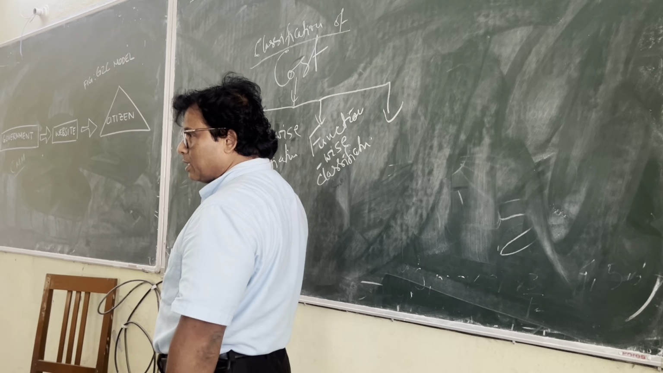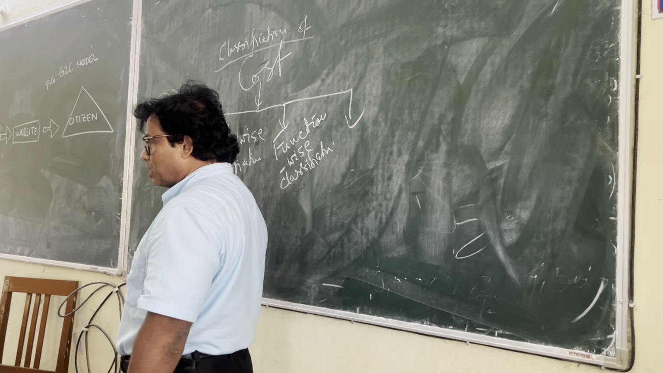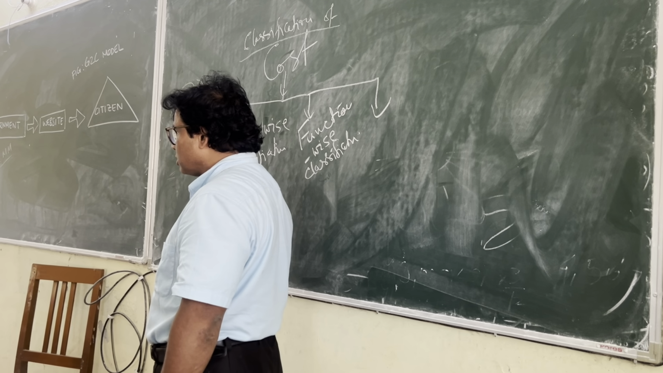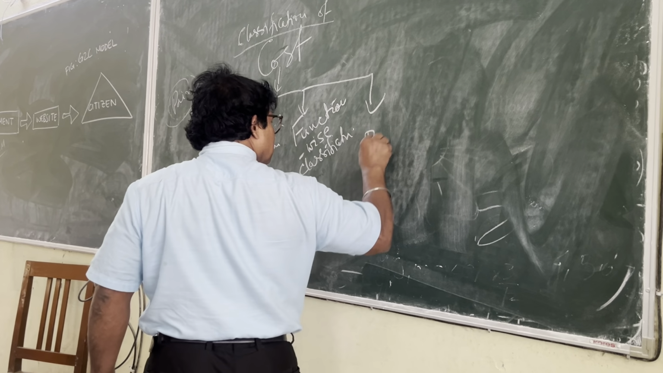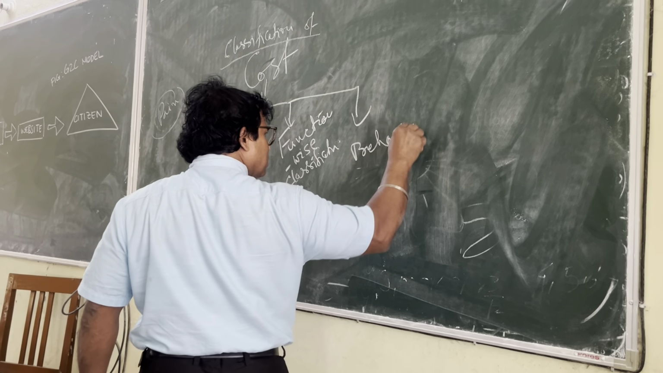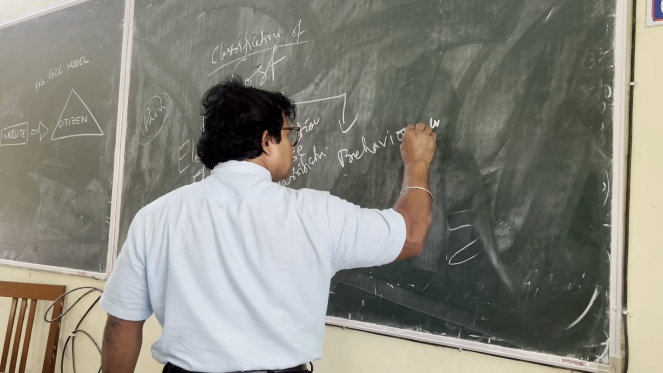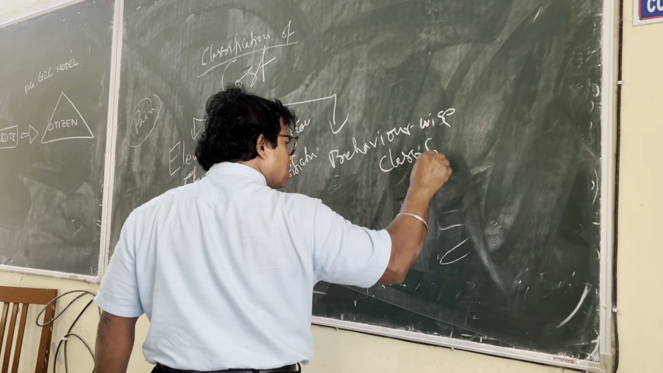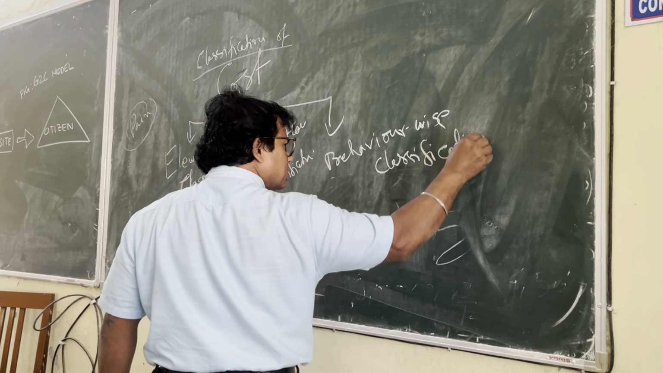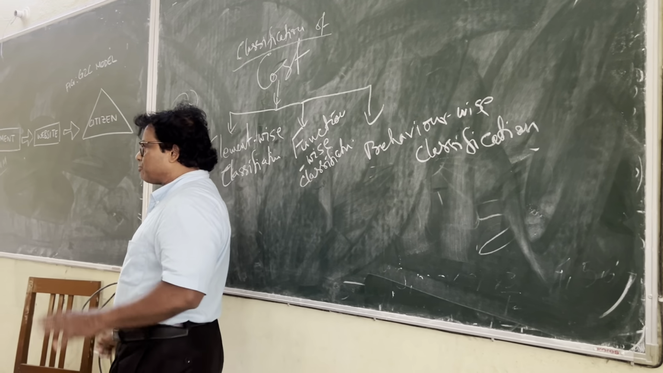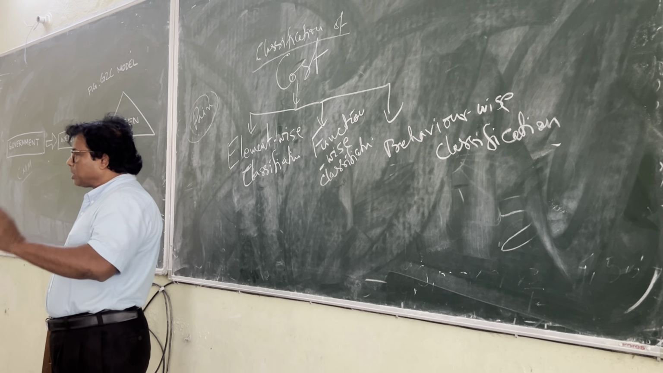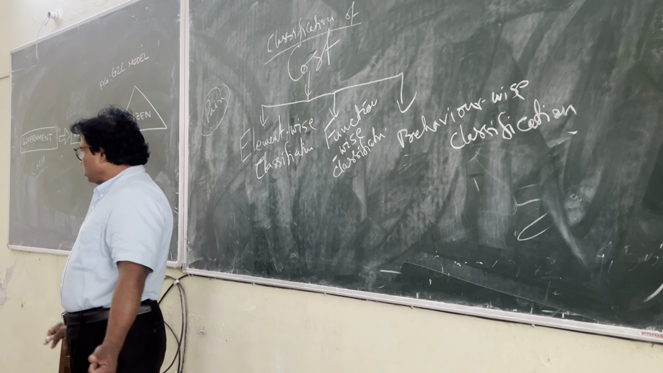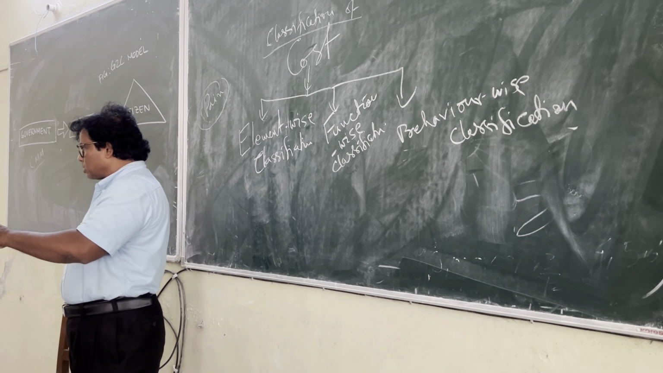Anybody can tell me? Anybody idea? Behavior-wise classification. So this way we can classify cost. Here certain items you may not need and some items you may need, but I have told you the total classification of cost can be done in this way: element-wise, function-wise and behavior-wise. Let me write in brief what is what.